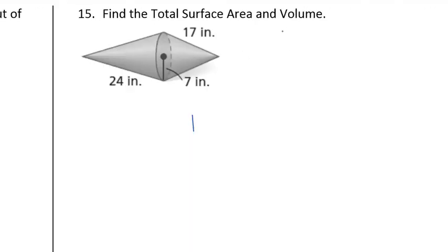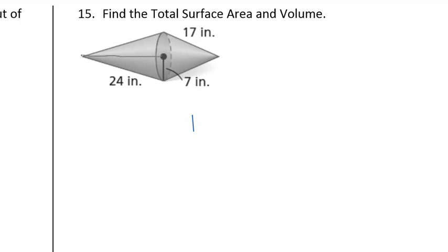Number 15, find the total surface area and volume. So notice surface area is only the part that's on the outside. It's the part that you can touch. I cannot touch these bases right here. So that means that on both cones, I'm going to solve for lateral area instead of surface area. So the lateral area for the cones requires the height. So let me go ahead and calculate that right now.